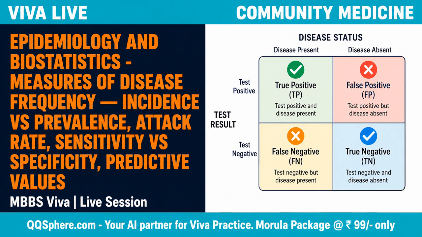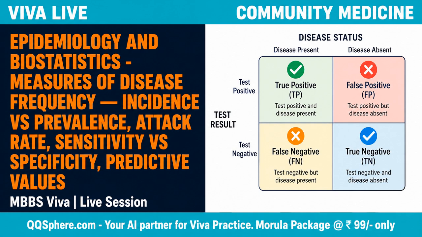Exactly. Incidence is useful for understanding the risk of contracting a disease and its causes, while prevalence helps with managing resources for existing cases. Let's shift gears a bit. Discuss a scenario where a screening test is applied. How would you define the positive predictive value of that test? Positive predictive value is the probability that a person has the disease given a positive test result.